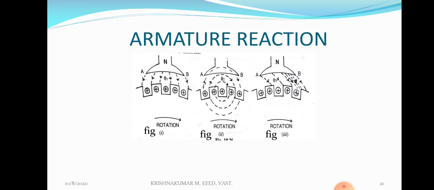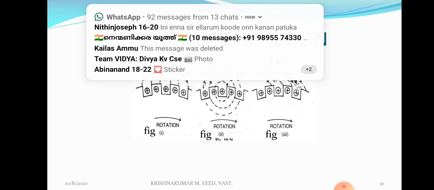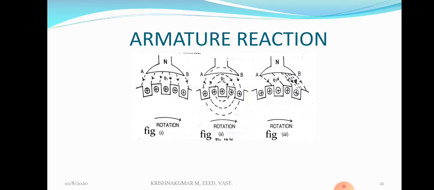Armature reaction means it is the effect of armature flux on main flux. It is the effect of phi 2 on phi 1. And the resultant flux is represented as phi 3 in figure 3. That means the effect of armature reaction is shown in figure 3, and unequal flux distribution takes place in figure 3.